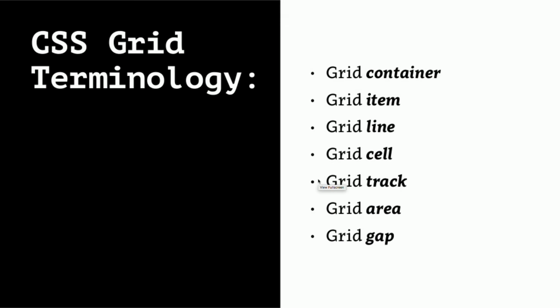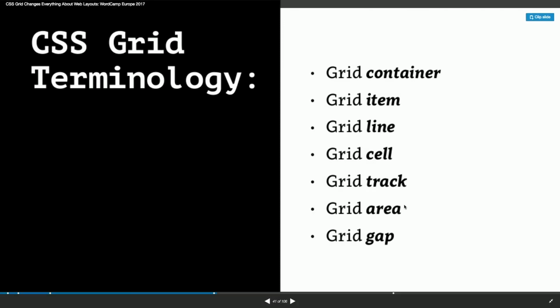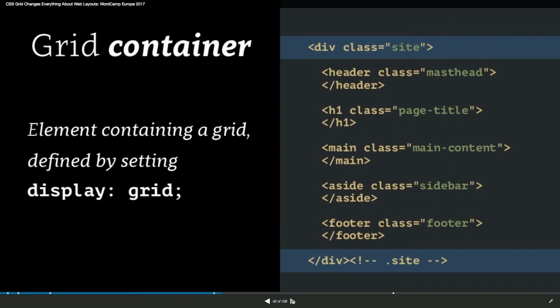So, terminology about CSS Grid. We will have container, item, line, cell, track, area, and gap. This is a lot. So I said to you, don't try to remember everything today, but try to understand it. Grid container: an element containing a grid, defined by setting display grid. If you want to create a container with a grid, you have to use display grid, like display flex, display block, display inline, and so on. This is really easy, display grid.